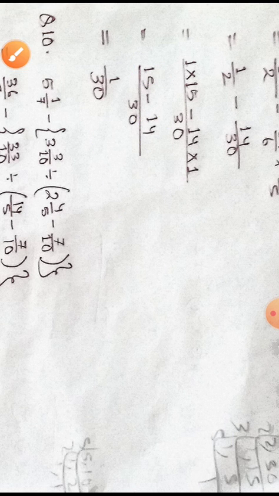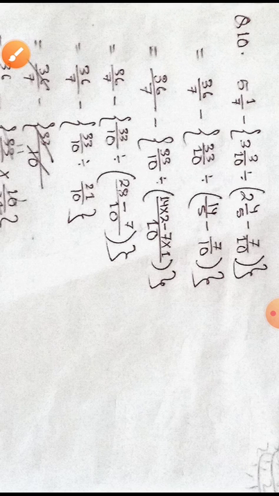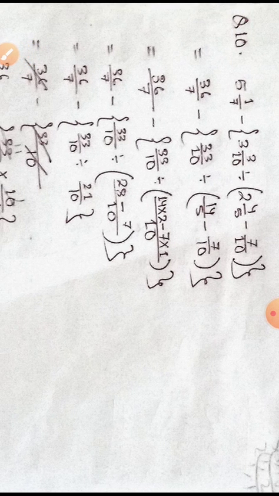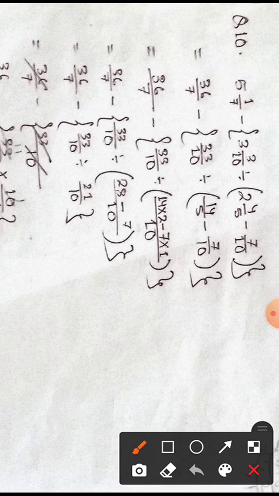In the same manner we'll try to do question number 10. Let us try to do question number 10. In question number 10 we are given 5 whole 1 by 7 minus, then bracket open, this is the second bracket, then 3 whole 3 by 10 divided by, bracket open again, the first bracket, then 2 whole 4 by 5 minus 7 by 10, bracket close, and again the second bracket is also closed.